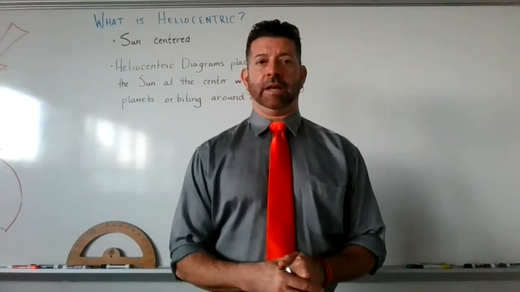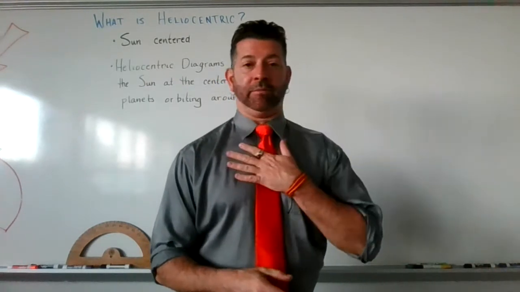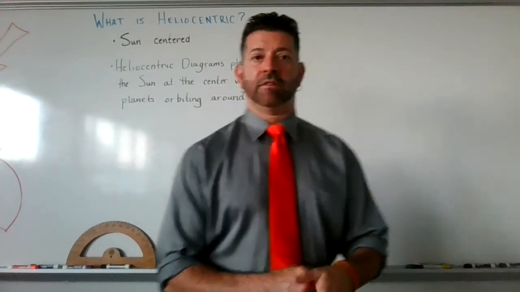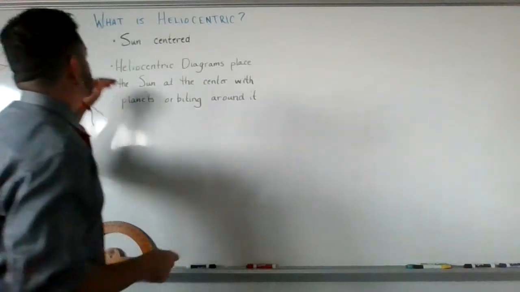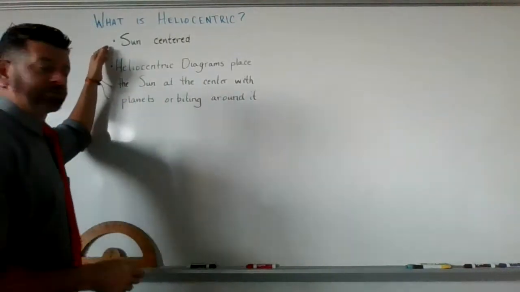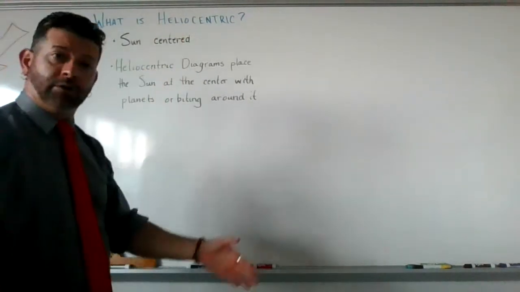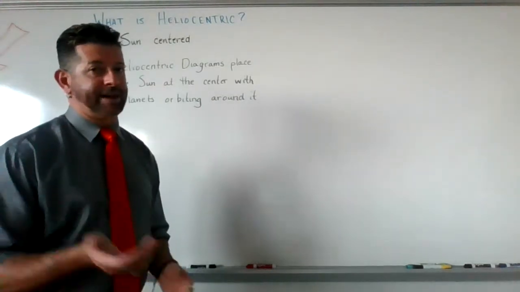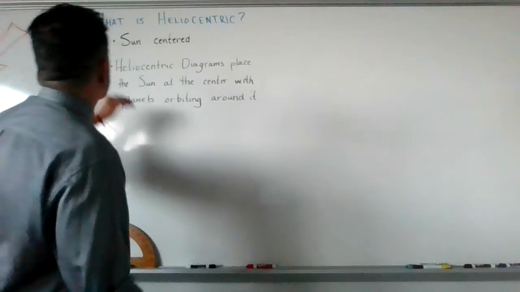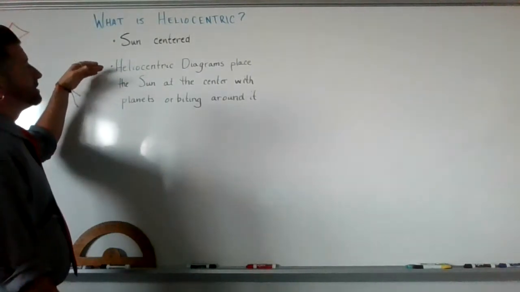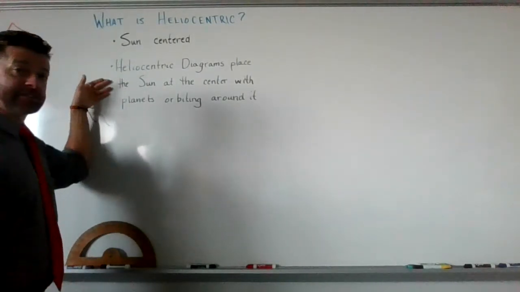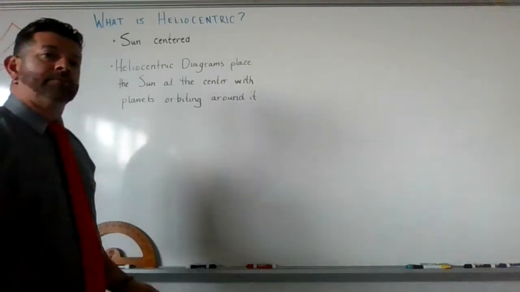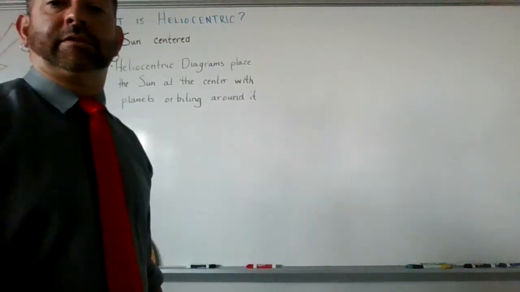So here we go. Today we're going to talk about heliocentric diagrams. So what is heliocentric? It simply means sun-centered. It comes from the Greek helio or helios, the god of the sun. Scientists love their Greek and their Latin. So heliocentric diagrams place the sun at the center with the planets orbiting around it. So let's just draw a quick example.